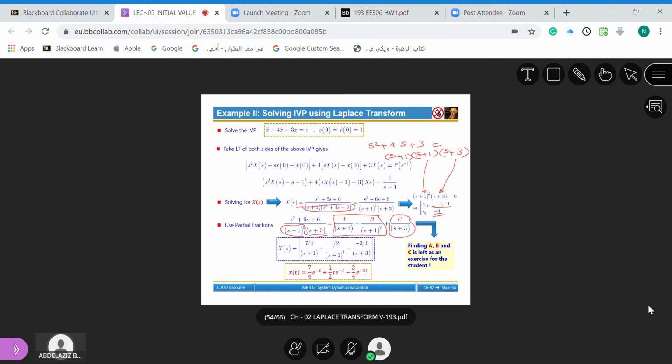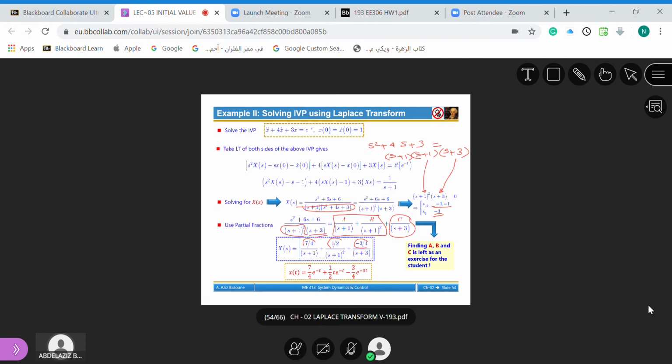When we did the partial fraction, we found A is equal to 7 over 4, B is equal to half, and C is equal to -3 over 4. So now we can write our partial fraction: 7/4 over s plus 1, plus 1/2 over (s plus 1) squared, and then -3/4 over s plus 3.